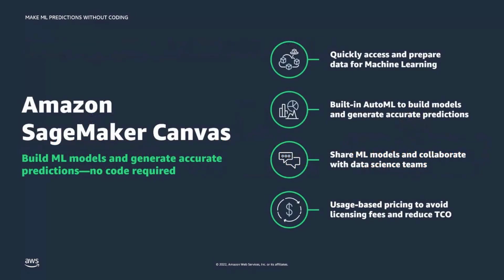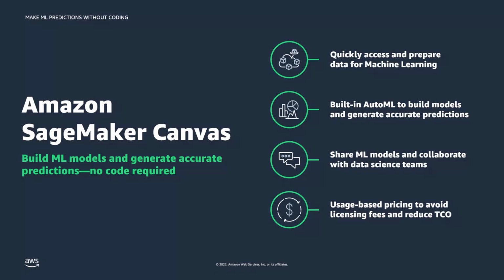And so Amazon SageMaker Canvas is really a point and click tool that allows you to pull data in, prepare it for machine learning, use built-in AutoML to build models, and generate insights from those models, as well as run predictions, all in app. You can share those models with data science teams and collaborate with them to get verification, and then it's usage-based pricing.